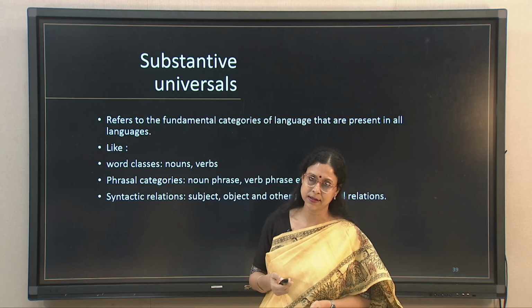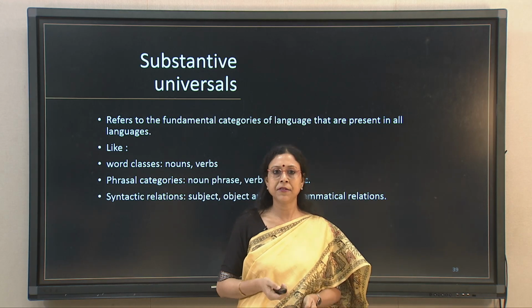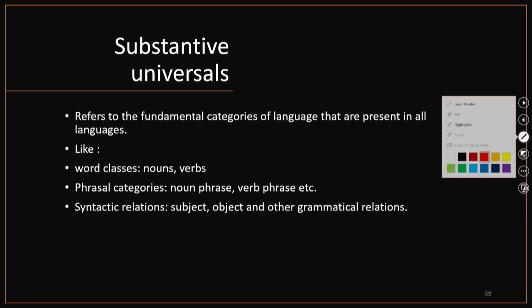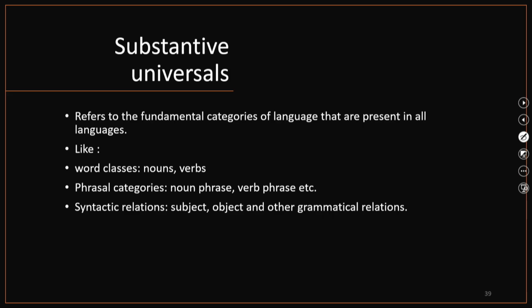Let us look at some examples, let us unpack it a little bit. Substantive universal refers to fundamental categories of language that are present in all languages. When we are talking about fundamental categories, we primarily refer to three different types. One is the word classes, as in the different kinds of words like nouns and verbs and adjectives and so on. Then we have the second category, which is the phrasal category. Phrasal categories are noun phrase, verb phrase. These are understood to be universal across all languages.